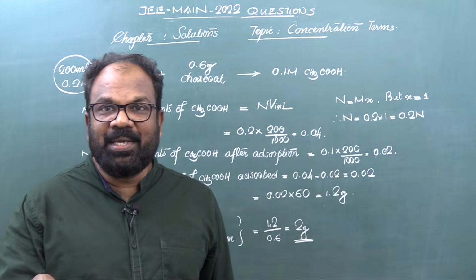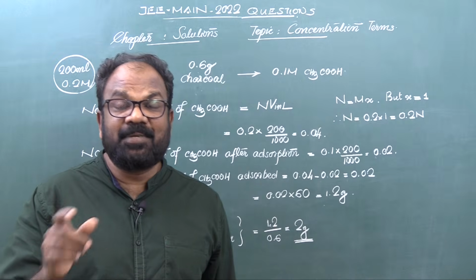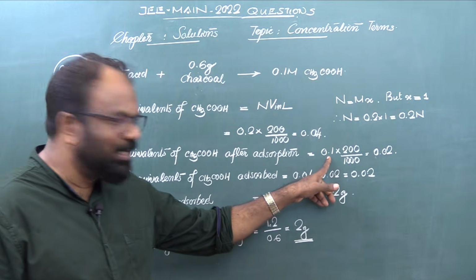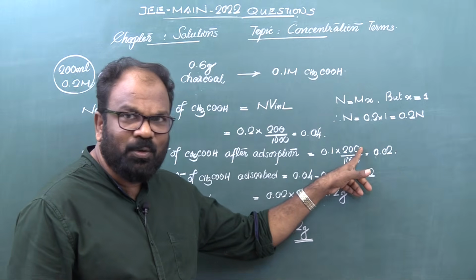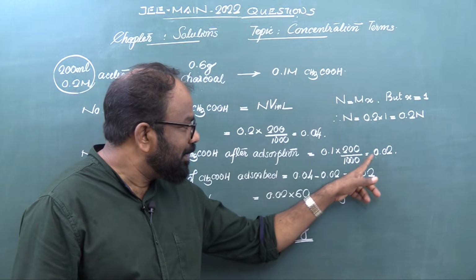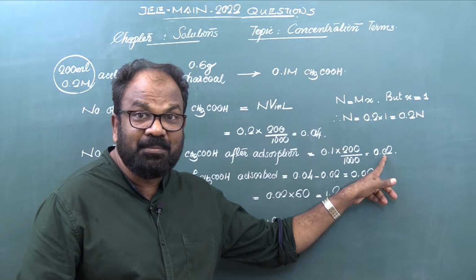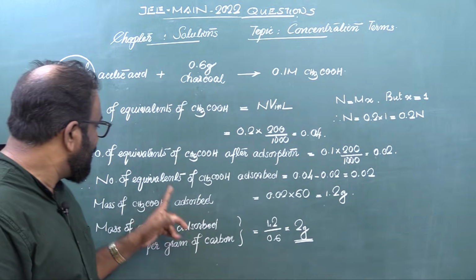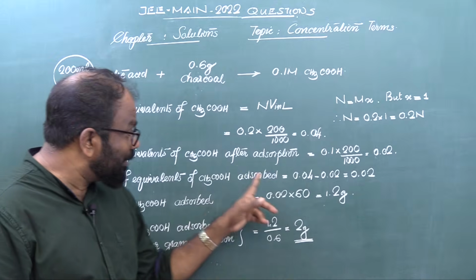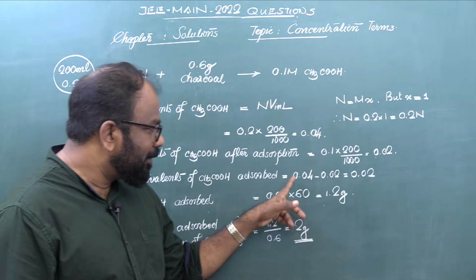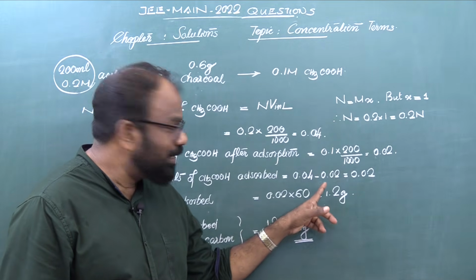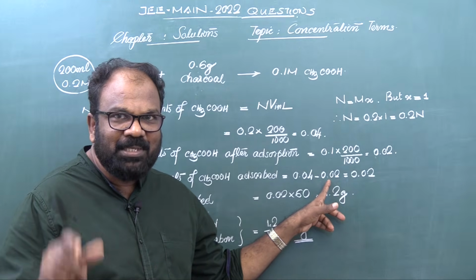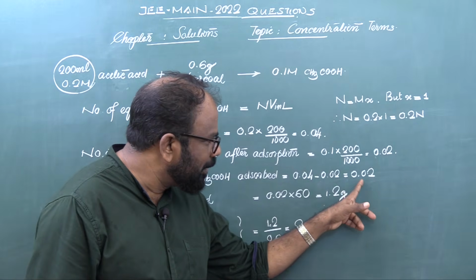0.04. Now we can calculate the number of equivalents of acetic acid present after adsorption, that is equal to normality into volume in liter. Volume of the solution remains the same, that is equal to 0.02. This is the number of equivalents of acetic acid present after adsorption. Therefore, the number of equivalents of acetic acid adsorbed is equal to number of equivalents initially present minus number of equivalents present after adsorption. Therefore, number of equivalents adsorbed by the charcoal is equal to 0.02.